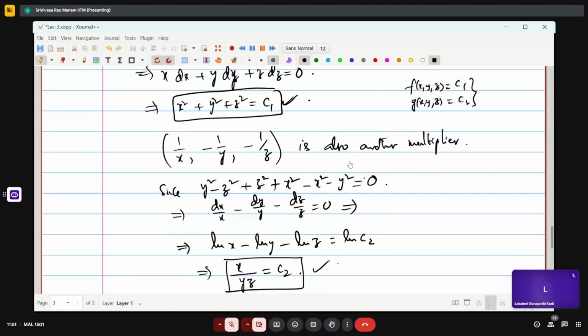How do I get that curve? When you are given two surfaces, how do you see this one? Do you know any method? No, sir. So think about it. This together will represent a curve. This together represents a curve in space.